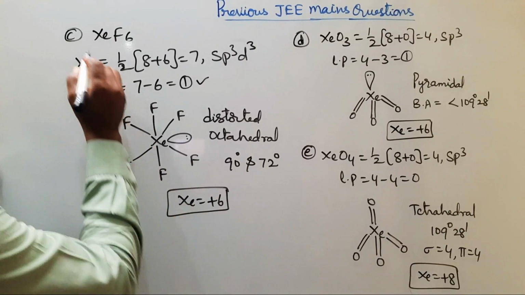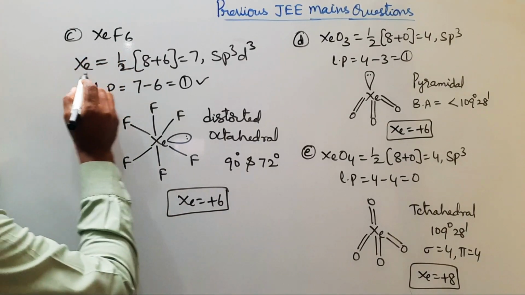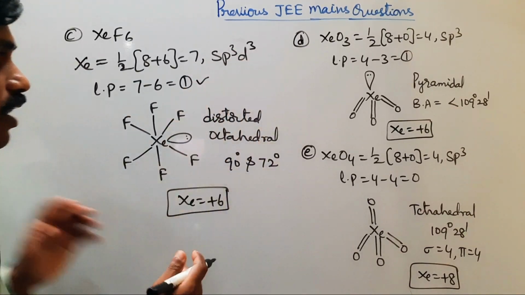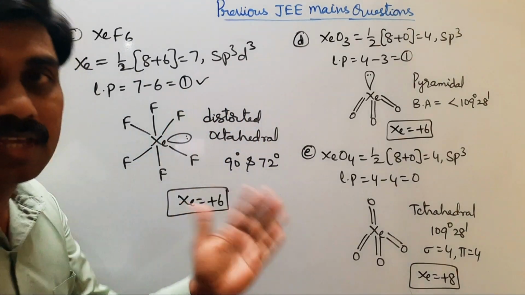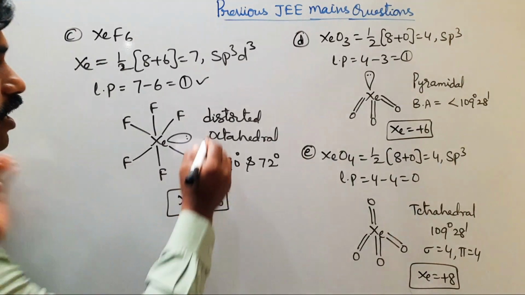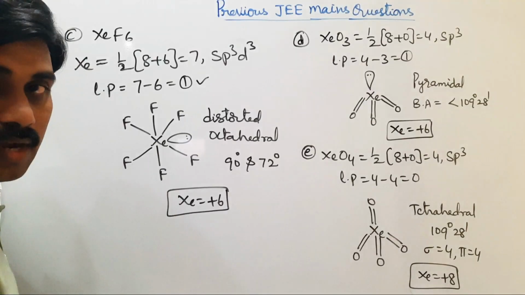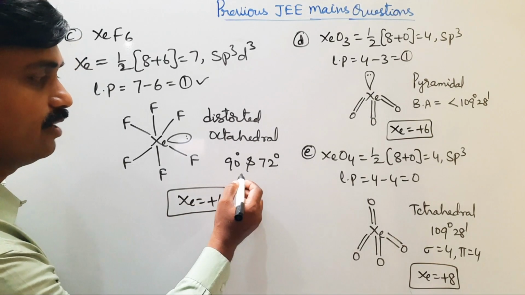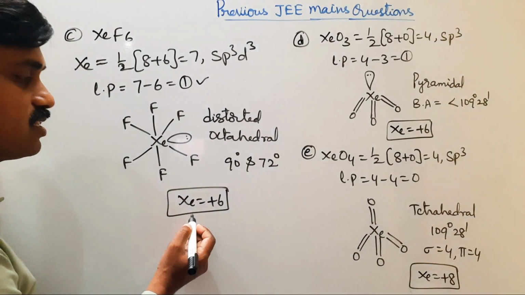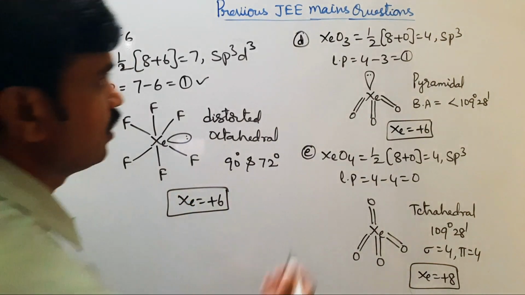Look at the next example, XeF6. In XeF6, central atom xenon undergoes sp3d3 hybridization. It is having a lone pair. That's why shape will change from pentagonal bipyramidal to distorted octahedral like this. And here bond angles of central atom xenon 90 and 72 will be possible. Oxidation state of xenon will be plus 6.